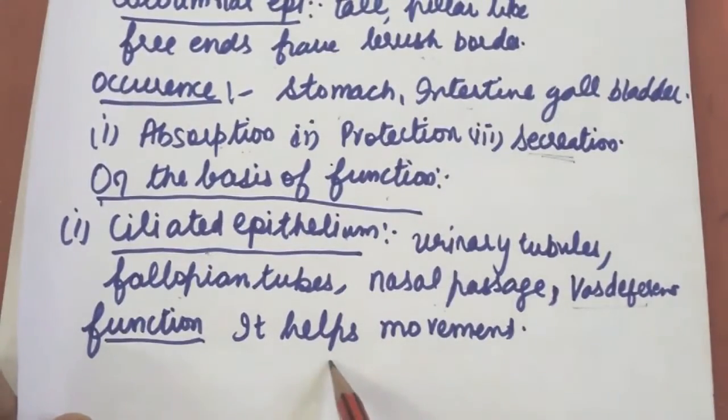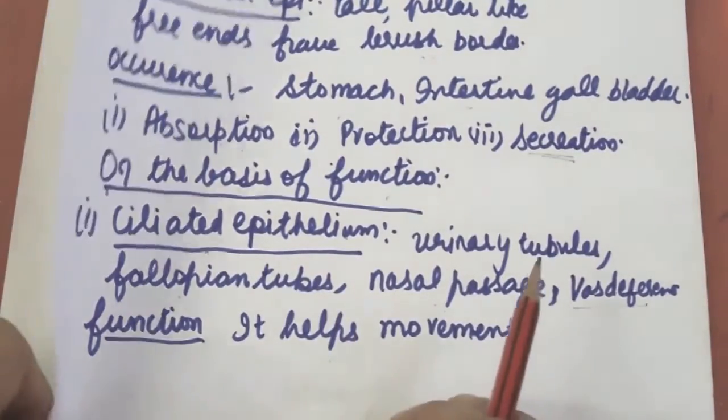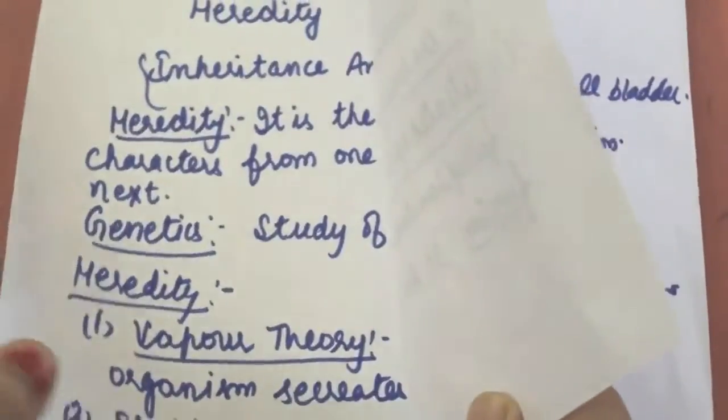Now what is the function? It helps in movement of mucus, urine, egg and sperm in one direction due to the rhythmic and concerted beating of the cilia. Cilia beat and help in moving. And next is the glandular epithelium.